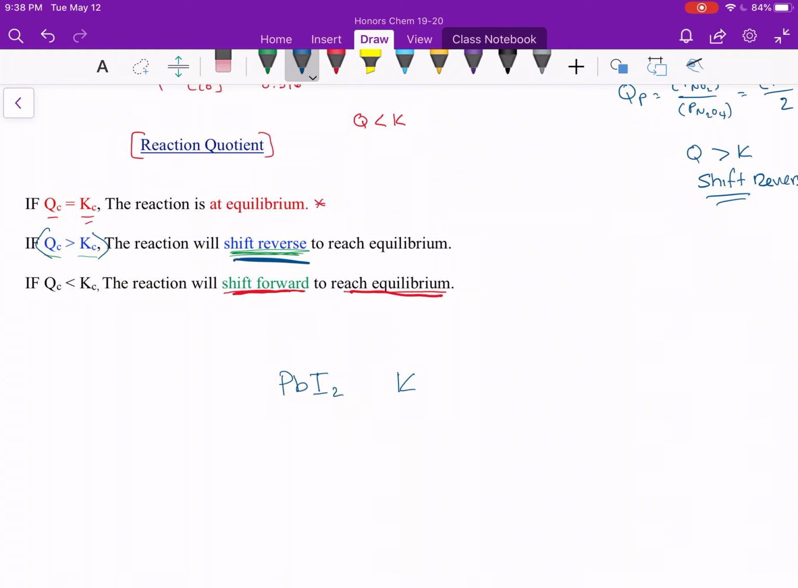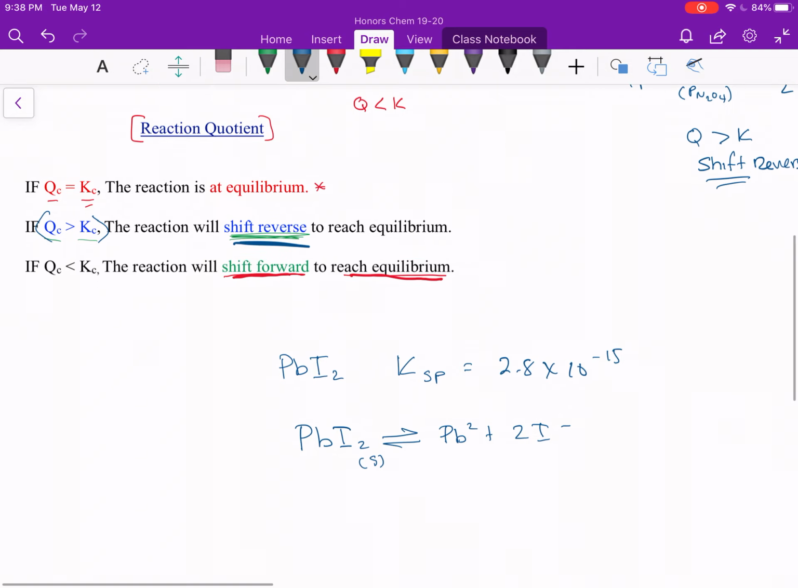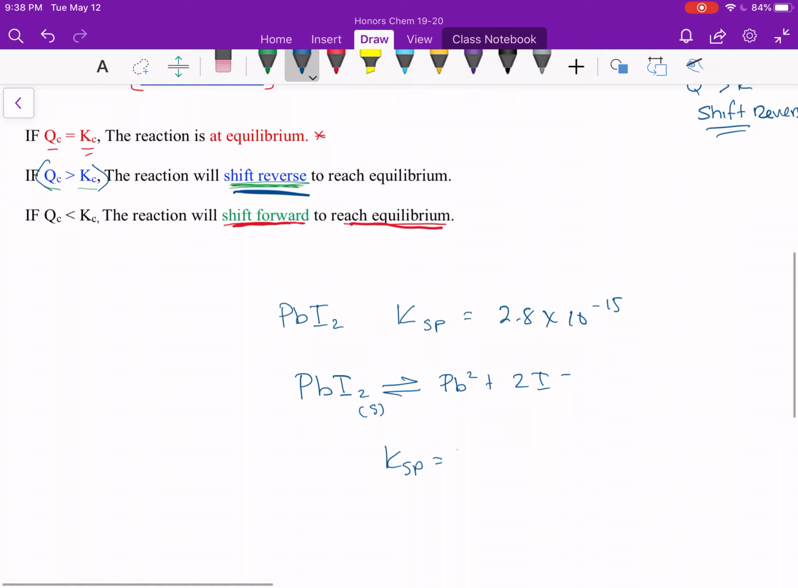And let's say PbI2 has a Ksp that equals, and I don't know this, I should have written it down, but I didn't, so let's just say it is 2.8 times 10 to the negative 15th. If we're talking about Ksp, and I have PbI2, which is my solid, it's going to go into Pb2+ plus 2 I minus. And so now I know that my Ksp is going to be equal to Pb2+ times I minus squared.